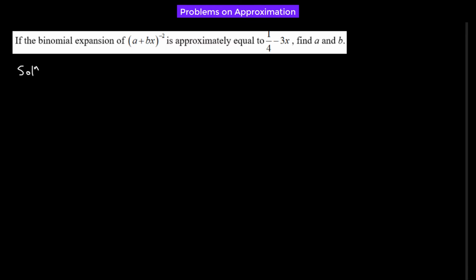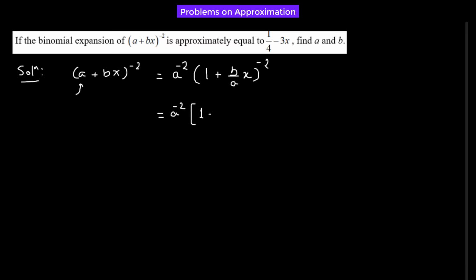So let us begin by considering the expression a plus bx raised to the power of negative 2. Now we have to convert this first term to 1, so we'll do it by factoring out a. So we'll have a raised to the power of negative 2 factored out. That will leave us with 1 plus b over a times x raised to the power of negative 2. Now let's expand the expression using our binomial theorem. So we'll have 1 plus n, which is negative 2, times b over a times x.